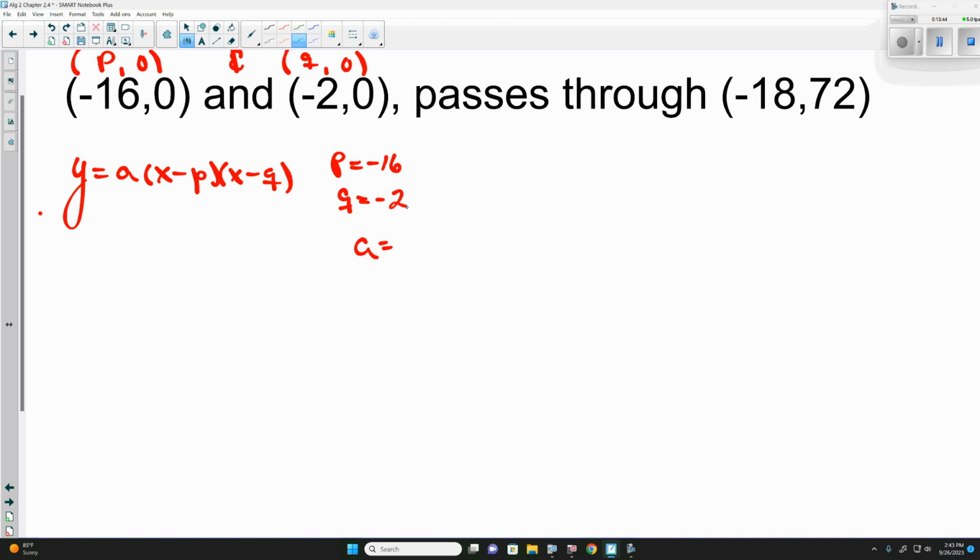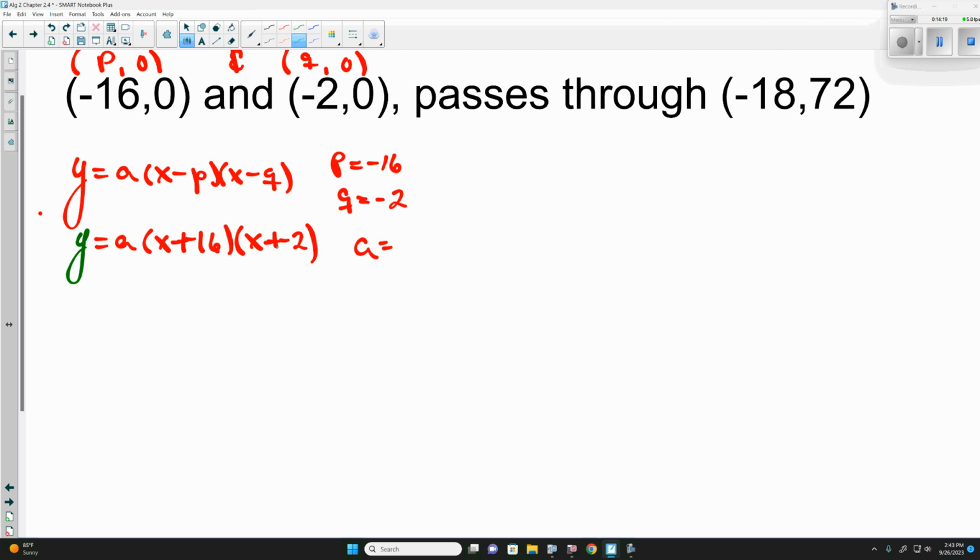Negative 16, negative 2. Does it matter which one I label as p and which one is q? No, we have to label one as each. So we're saying y is equal to a times x minus negative 16 times x minus negative 2. We do have to adjust our negatives to plus. Will p and q always be negative? No, they could be positive, they could be negative. We could have one of each.